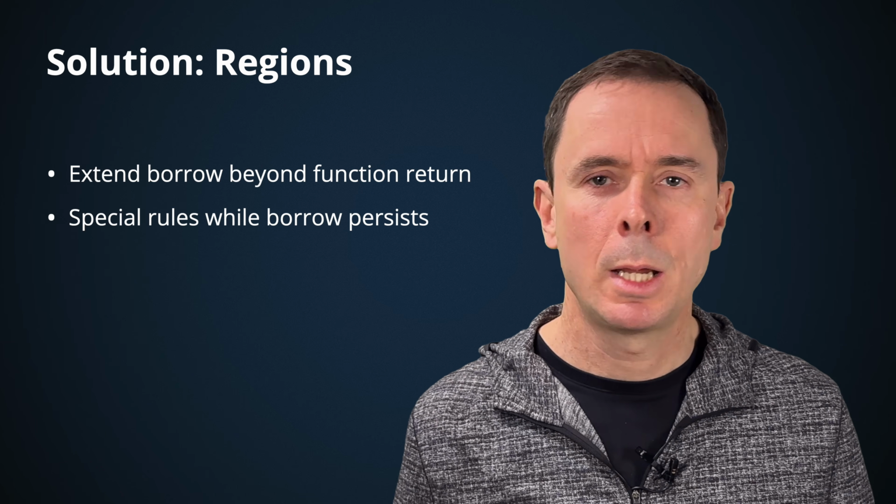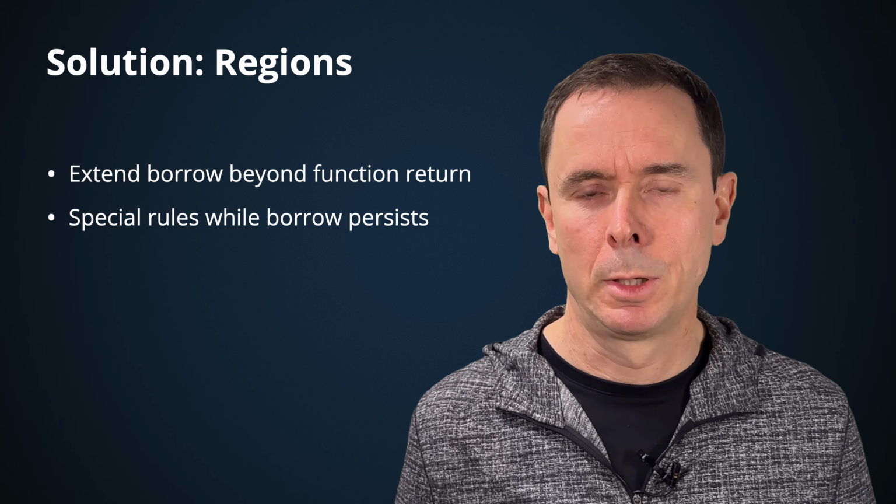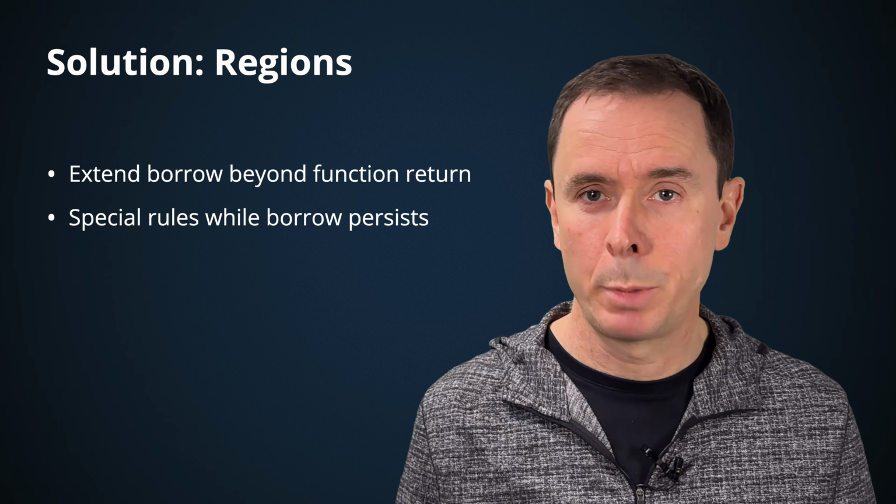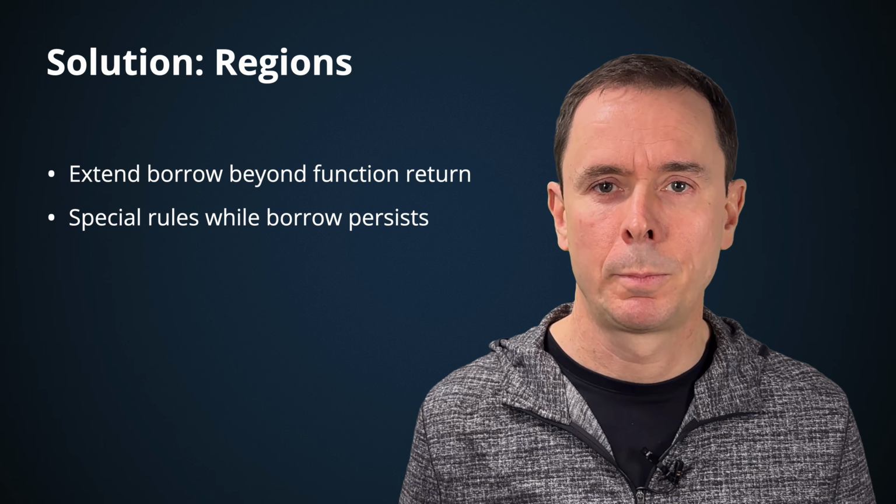A region is just a region of code within a function, like from line 5 to line 10 in that function. So when we call get on the array and we get back a borrowed reference to an item in the array, we'll be able to use that reference for some region within the current function. The borrow of the array is extended beyond the return of the get function. And while that borrow persists, we enforce some special rules to make sure it's safe.